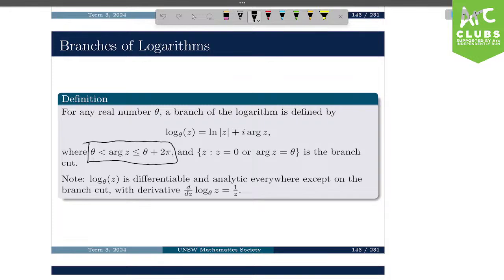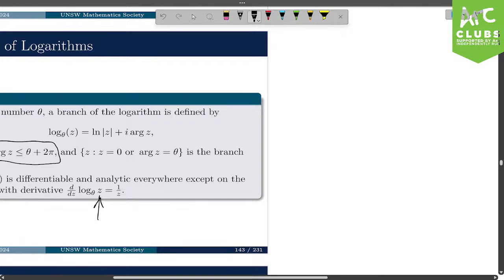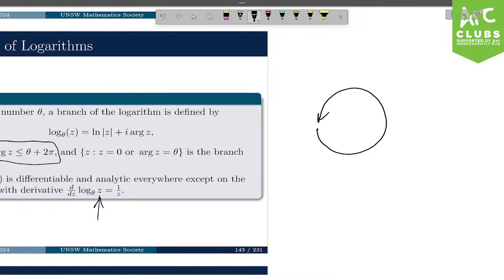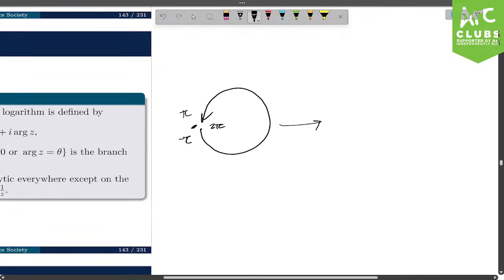All right? Nothing too special with it, but we always understand that the derivative with respect to z is always going to be 1 on z, okay? Because it's just about rates of change. Rates of change are typical. Note that this is differentiable and analytic everywhere except for the branch cut, because on the branch cut, it is as though we have a jump, okay? So typically, when we run around in a circle from minus pi to pi, just in this tiny instance, there is a 2 pi jump, okay? And that's a discontinuity.